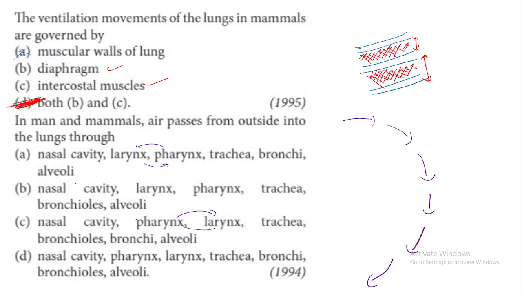This one, the nasal cavity, here also there is a small error: pharynx should come first, then larynx. Even this is not the right one. Nasal cavity, pharynx, this is right, then larynx, then trachea, bronchioles and bronchi. This is wrong because bronchi should come before bronchioles. Lastly, nasal cavity, pharynx, larynx, trachea, bronchi, bronchioles and alveoli. So we have got our option here.